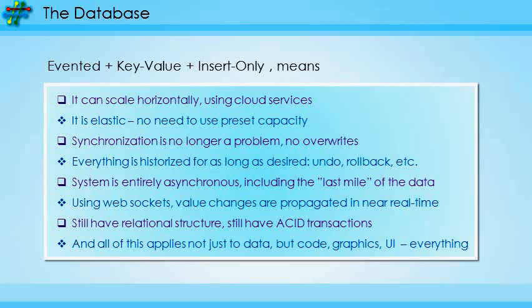So here it is. I'll just go through these. Elastic, you don't have to preset the capacity, it just grows. Synchronization isn't the problem because of insert only. Everything is historized also because it's insert only. The system is entirely asynchronous. That's really interesting from the Node.js evented structure. It uses WebSockets to push back any changes, and yet you still have all the relational structure. You can have ACID transactions. And this, again, doesn't just apply to the database, but it's the code for an application. It's the graphics, the UI.